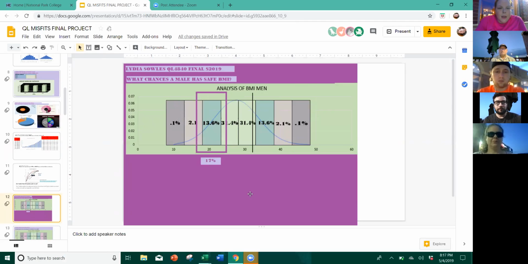Lydia, what chances does a male have of a safe BMI? A body mass index between 18.5 and 25 is considered safe. But if you put that against the population of men in the United States, you can see that it is well below the mean or average weight. And not only that, but only 17% are covered by that healthy percentage.